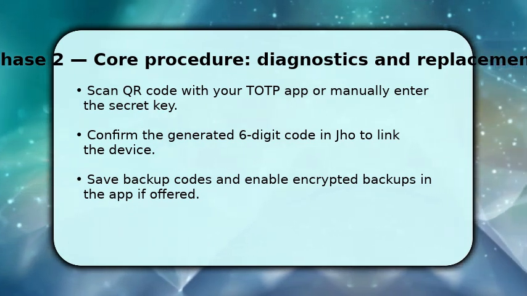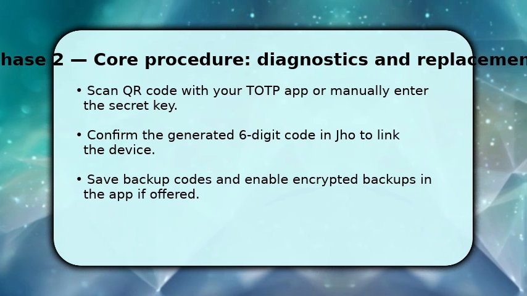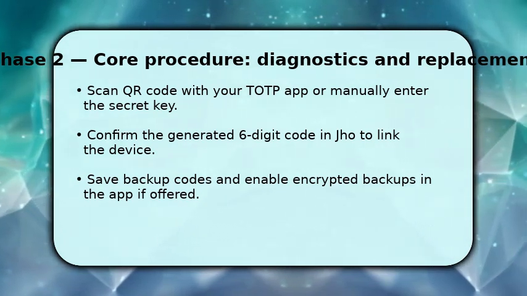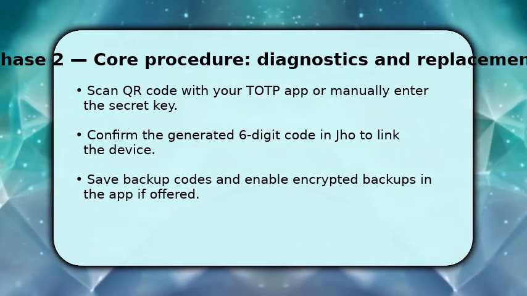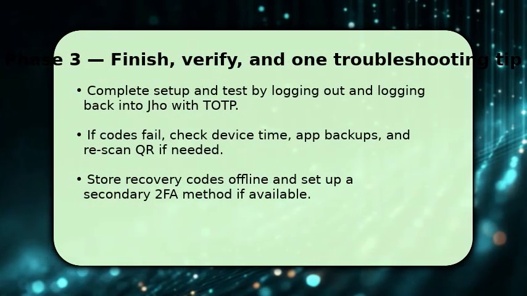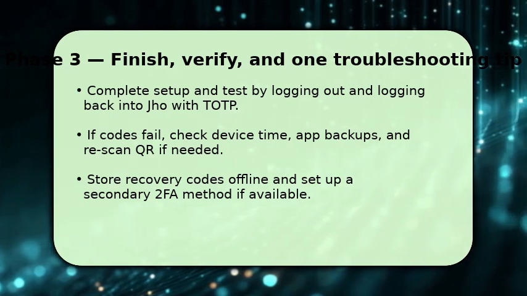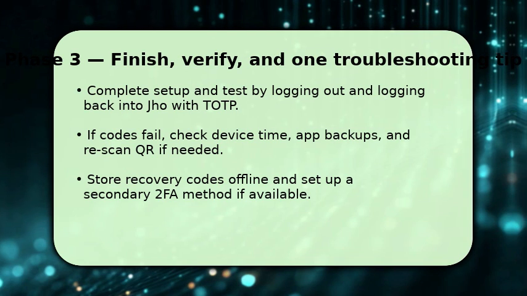This verifies time sync. After confirmation, immediately save JHO's backup codes in a password manager or printed secure note. You might need them later. Complete setup by logging out, then log back in and enter your JHO password followed by the TOTP code from your app. This proves everything works.